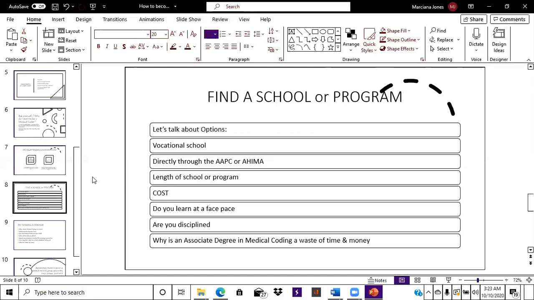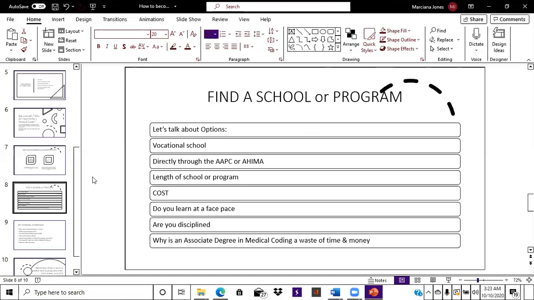The bottom line here says, why is an associate's degree in medical coding a waste of time and money? Okay, let me tell you this. With medical coding, they rarely care about degrees. Now, if you get a certification from AHIMA, a few of their certifications require you to have a degree first before you can even sit for their exam. But for the AAPC, you do not need a degree to get certified. They recommend that you have experience. They recommend a whole lot of things, but they don't require that you already have a degree.